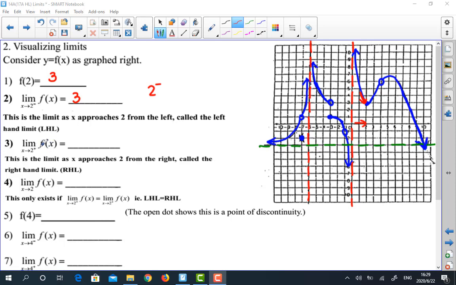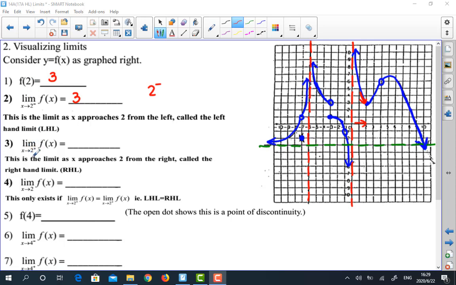Let's look at number 3. Limit of f of x when x is approaching 2 positive. This 2 plus means x approaches 2 from the right hand side. It's called a right hand limit. So this one is called a left hand limit. When you want to find the limit, you always need to put down the limit notation. Otherwise, it just becomes a function notation. Note the difference between a limit and a function value.